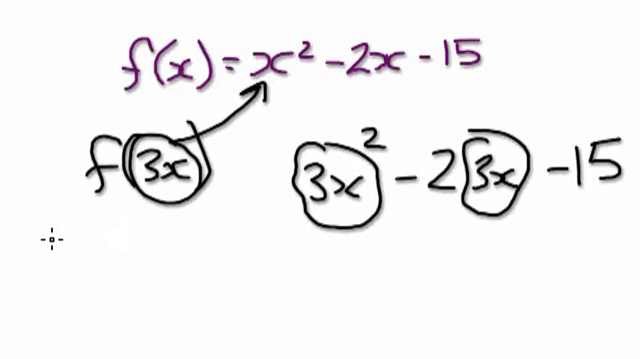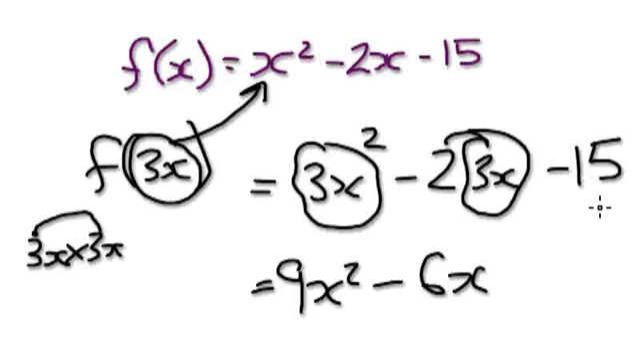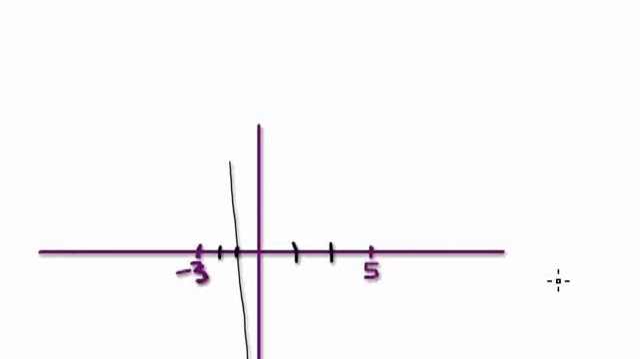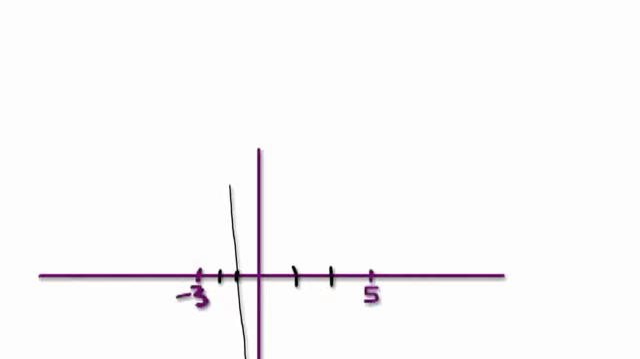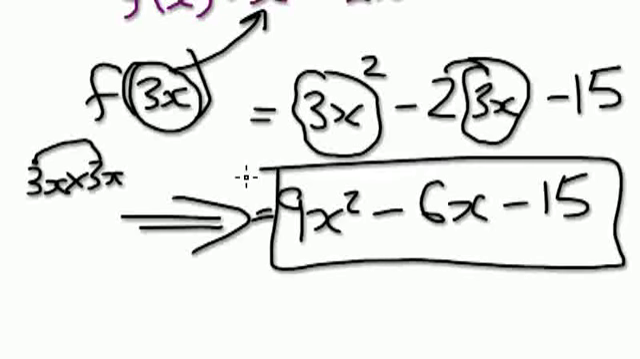Okay. Now this thing here squared will be like 3x times 3x. So number times with a number. So this thing here would be 9x squared, and then this would be minus 6x, and then this would be minus 15 here. Okay, so the equation of the new function is given by this. Our new equation is given by this.